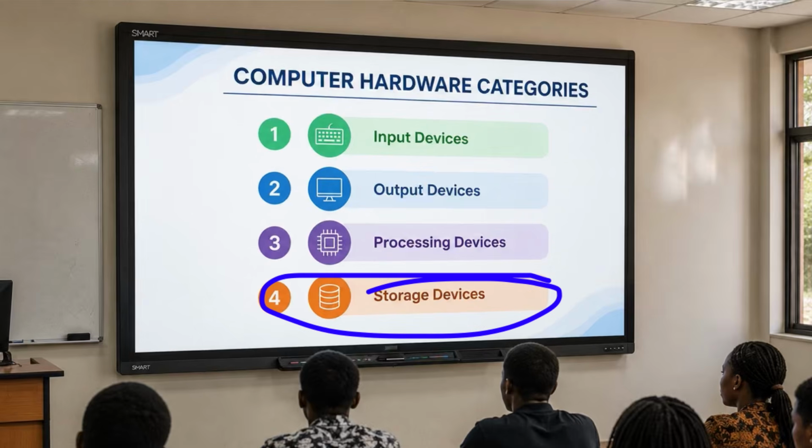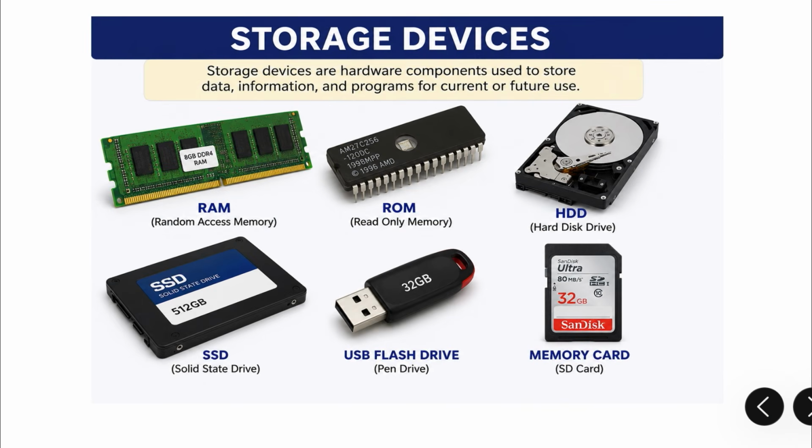Imagine working on an assignment, saving it, and then opening it again tomorrow. How is the computer able to remember? The answer is storage devices. Storage devices are used to store data, information, and programs for current or future use. As you can see on the screen, there are different types of storage devices, including RAM, ROM, hard disk drives, USB flash drives, and memory cards.